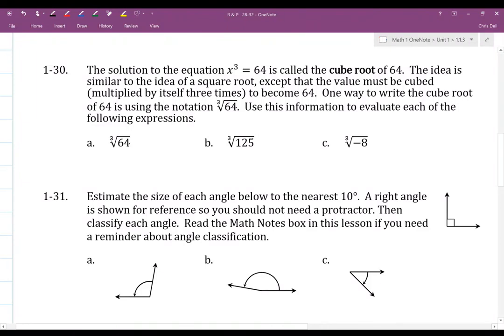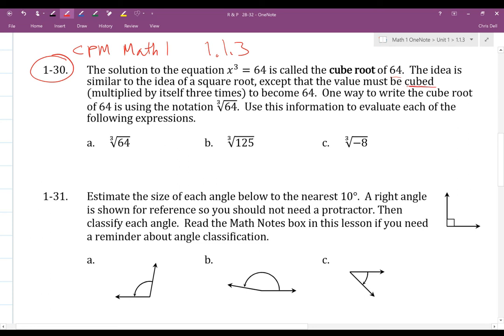Hey, we are going to explore this concept of cube root. So I am pulling this question from CPM's Math 1, okay? And this is from section 1.1.3, specifically number 1-30. So it says the solution to the equation x cubed equals 64 is called the cube root of 64. The idea is similar to the idea of the square root, except that the value must be cubed.